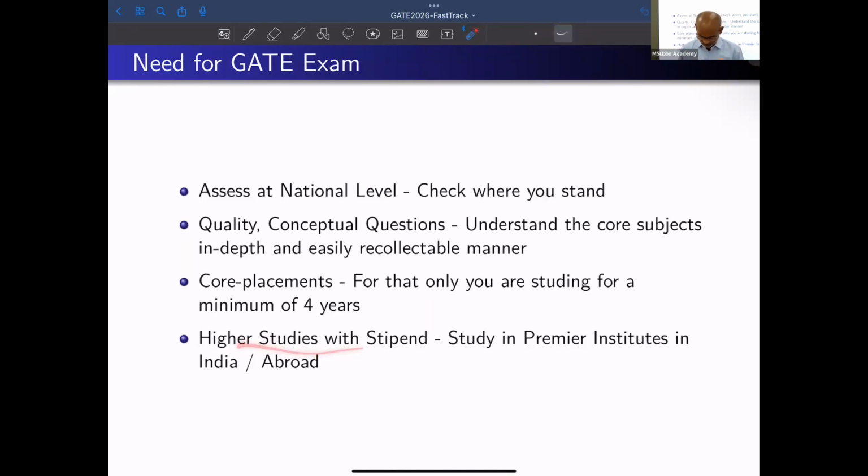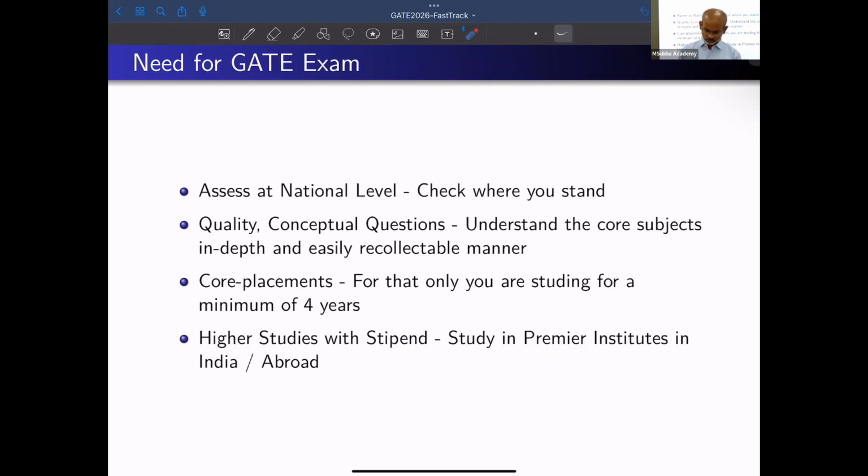Coming back, higher studies you can do not only in India, sometimes even universities in Singapore consider this with stipend, for getting good scholarships. They consider this GATE score.